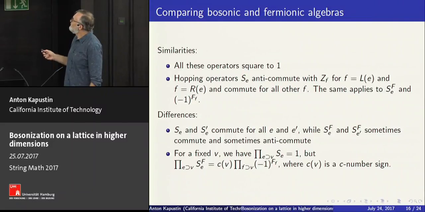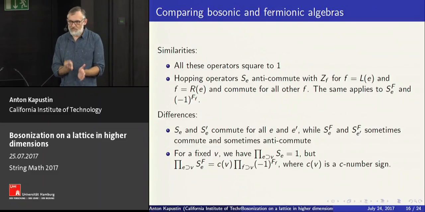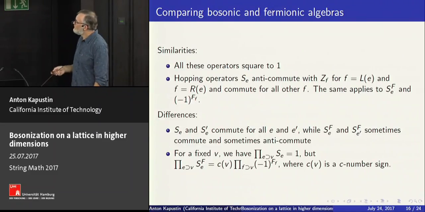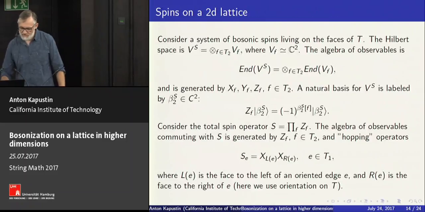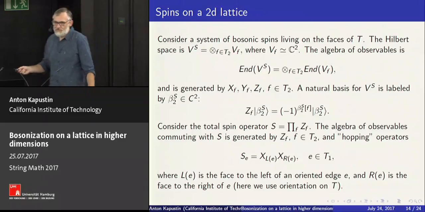And the same applies to these hopping operators for fermions, right? It only affects the fermion number on the faces right next to this edge, and it changes it to the opposite one. But also big differences. First of all, while clearly these hopping operators for the bosons, the way I define them, just commute. For different edges, they always commute. They're all just made of Pauli matrix X.